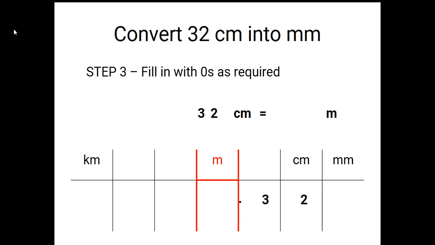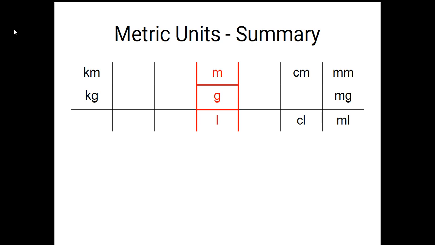Again, I fill in with zeros as required, but rather than putting it at the end, this time it needs to go at the beginning, because we can't have nothing in front of the decimal point. So now looking at my answer, I can see it's 0.32 meters. So that's using the grid method to find the answers to my conversions.